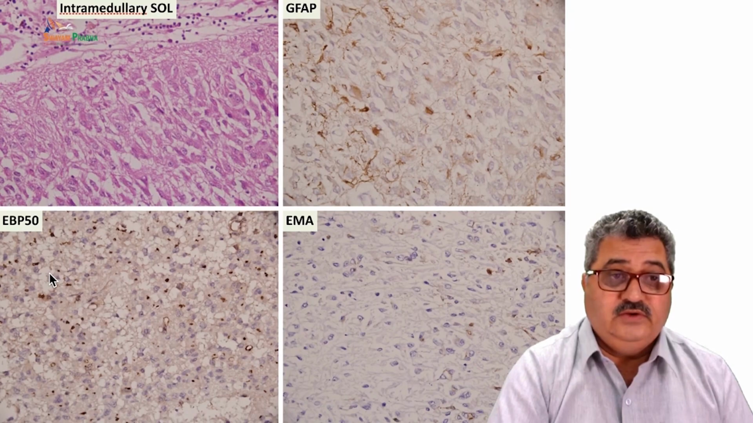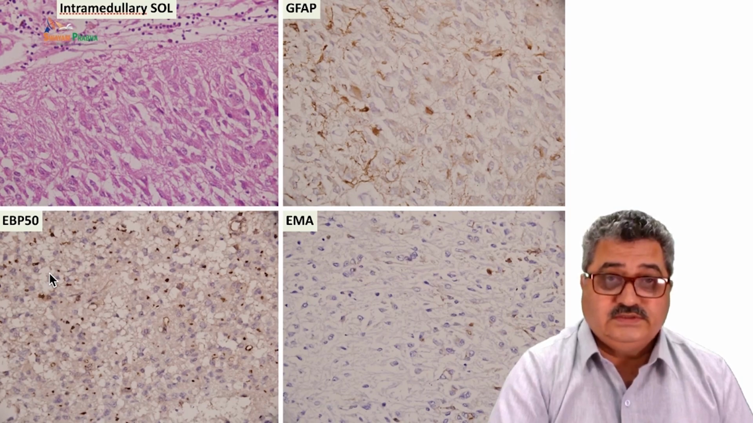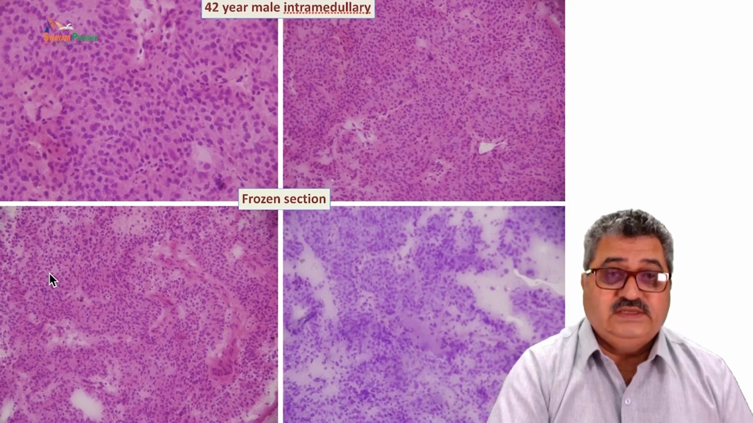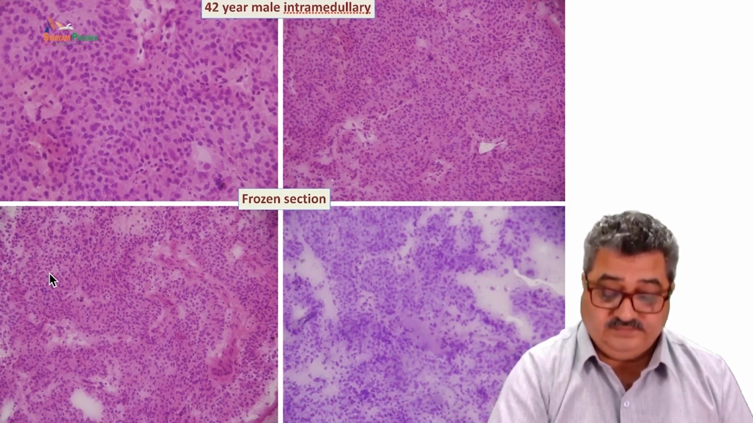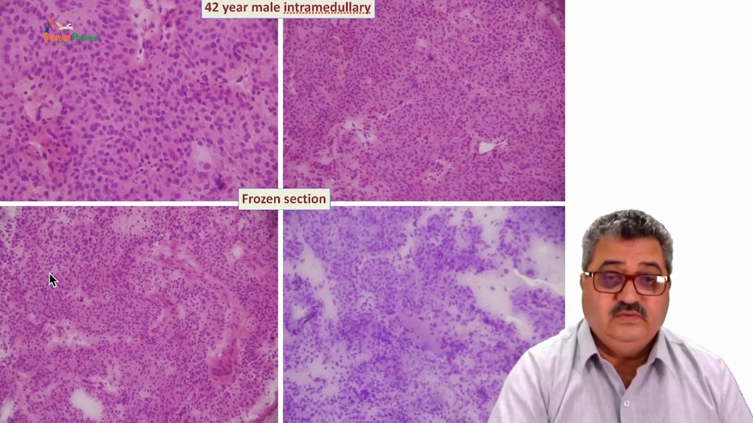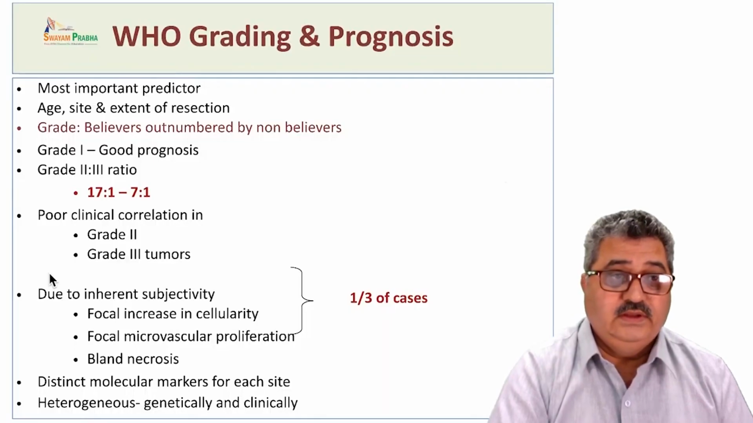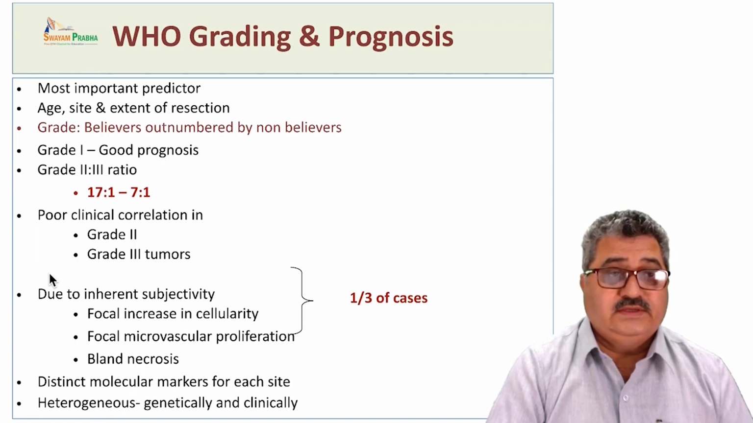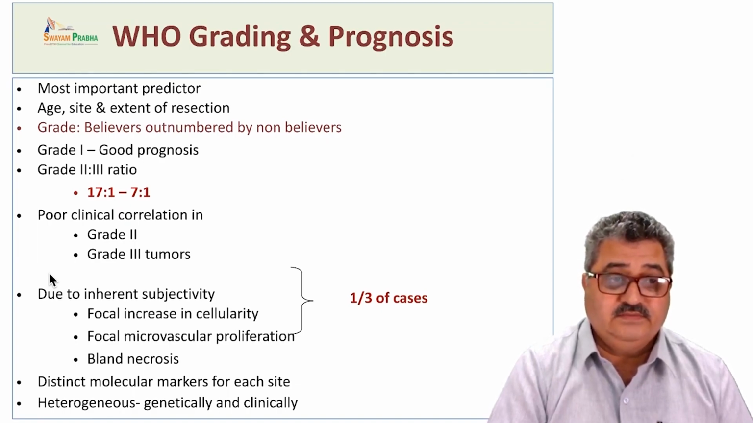The intramedullary tumor, as I told, especially in the frozen section, when they look like astrocytic tumors, can be misdiagnosed. In the frozen section, sometimes they are very cellular, and one is likely to misdiagnose them as other tumors. Now, the most important prognostic factors are age, site, and extent of resection.